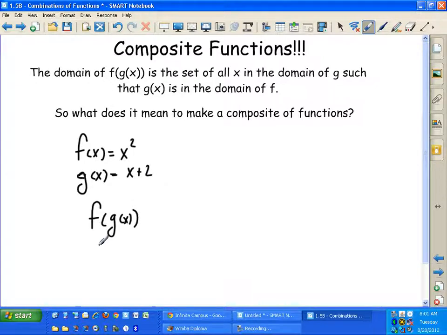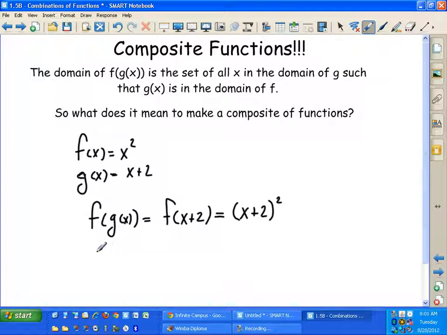So really I could write this as equivalent to f of x plus 2, because that's what g of x is, and now that would mean that in f of x I'm going to replace all the x's with x plus 2, so the final answer for this one could be written like (x plus 2) squared. So composite functions is putting one function inside of another.